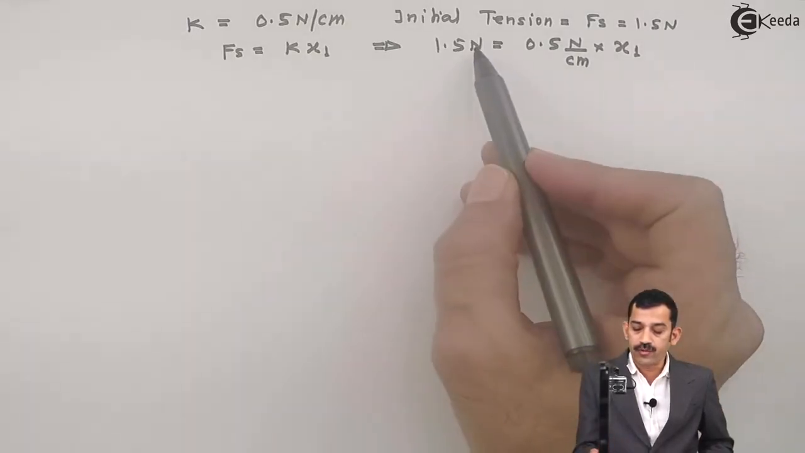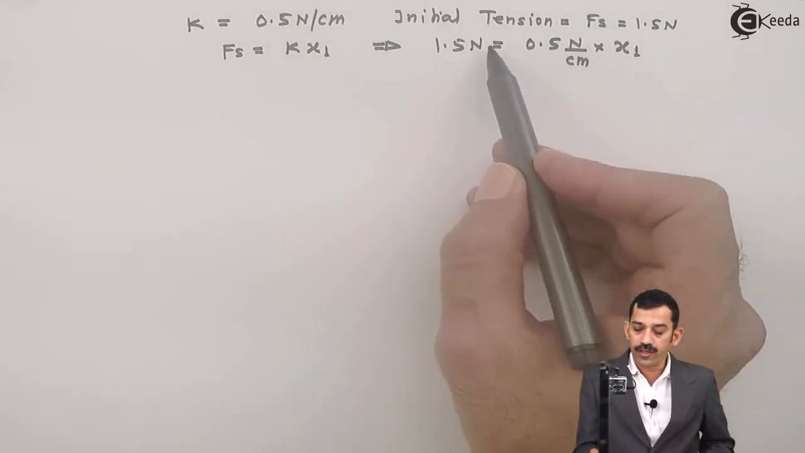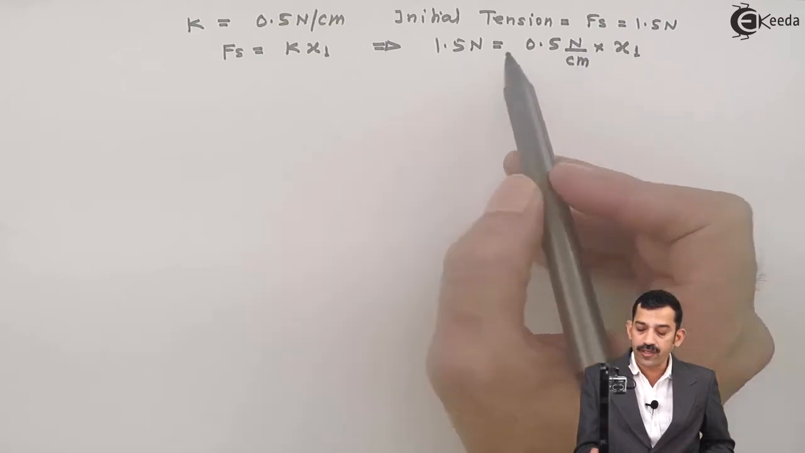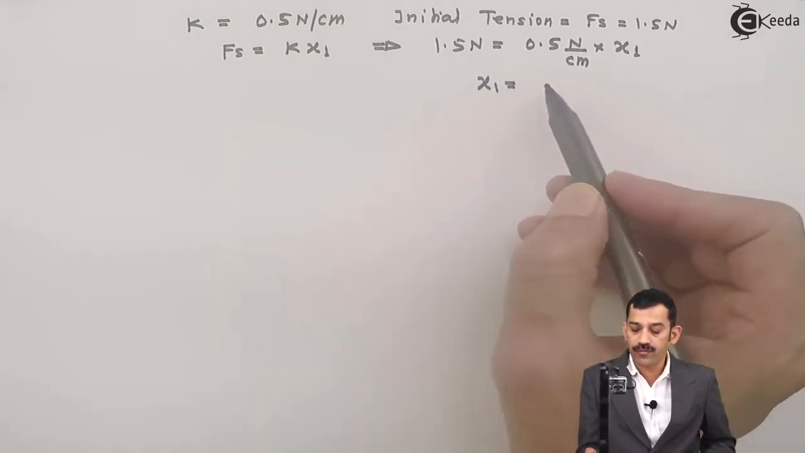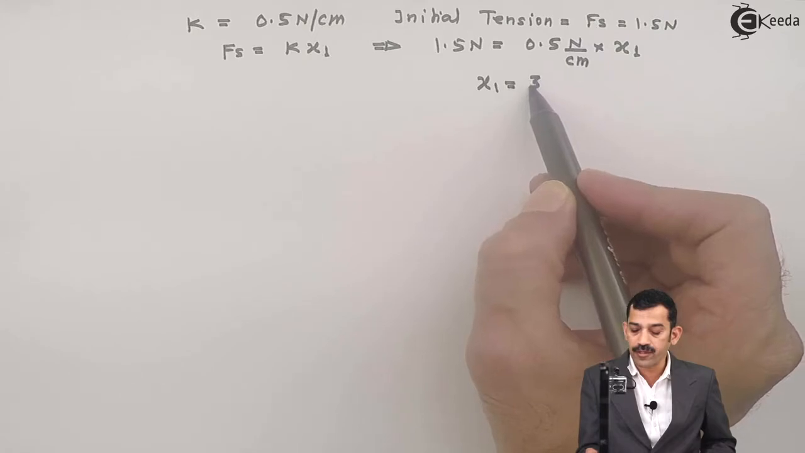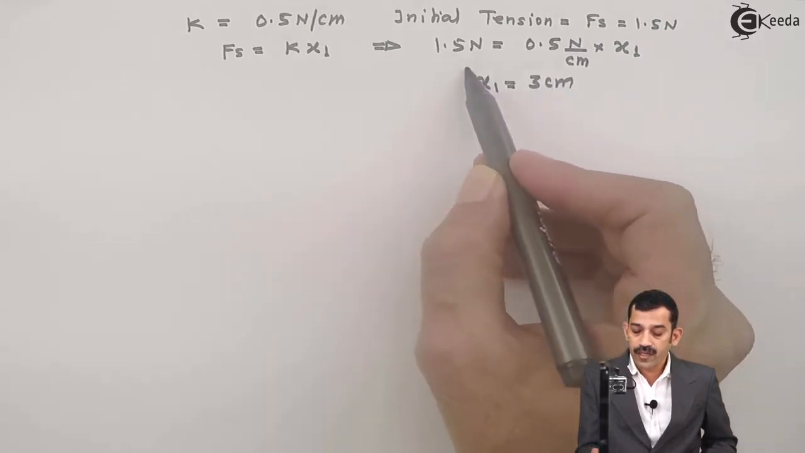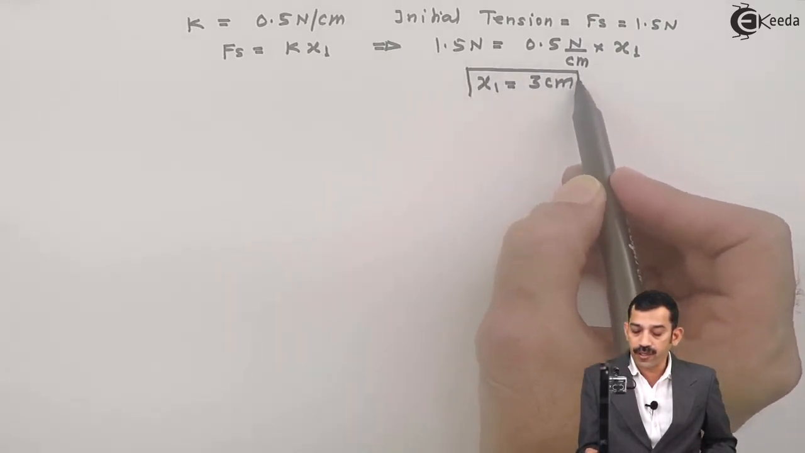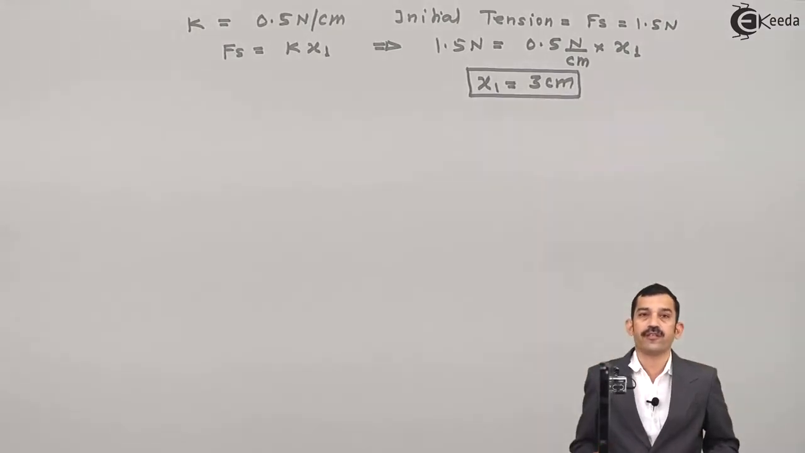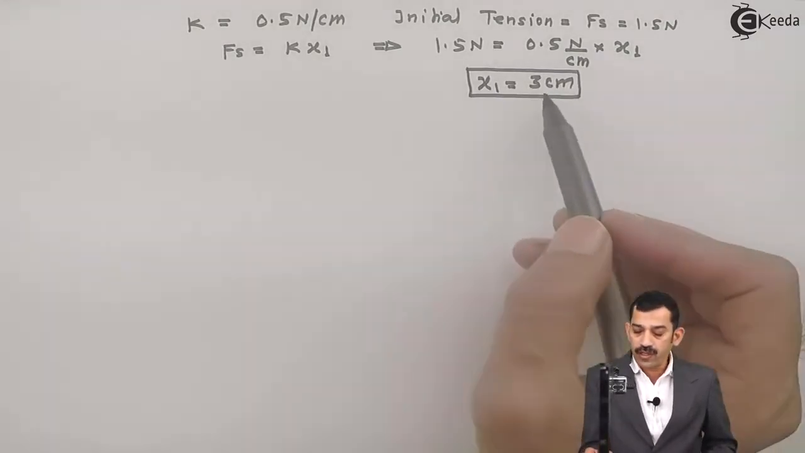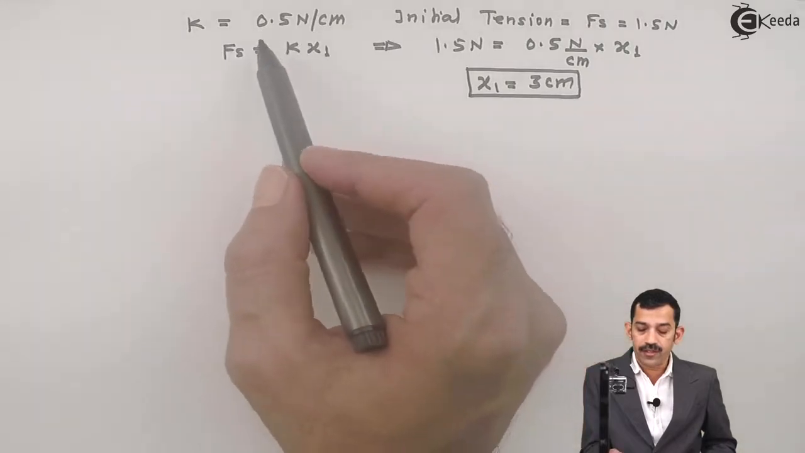Now as this is Newton, and here also Newton, Newton gets cancelled. What we get is X1 in centimeter. X1 comes out to be 1.5 divided by 0.5, that means 3 centimeters. That means the initial deformation of spring, particularly the initial elongation of spring, is 3 centimeter. You will get this easily if you see carefully.